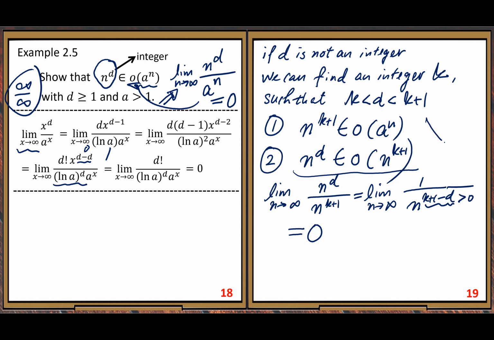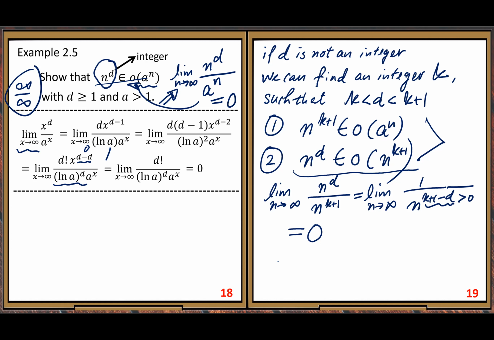Can you combine these two results to get n to the d in big O of a to the n? Yes, so n to the d, when you compare with n to the k plus 1, is already in big O, and n to the k plus 1 compared with the exponential function is another big O, little o. So you compare with the larger a to the n, even smaller, right?